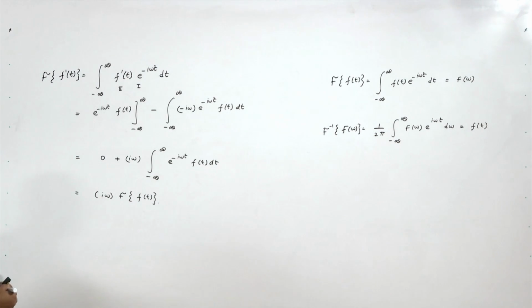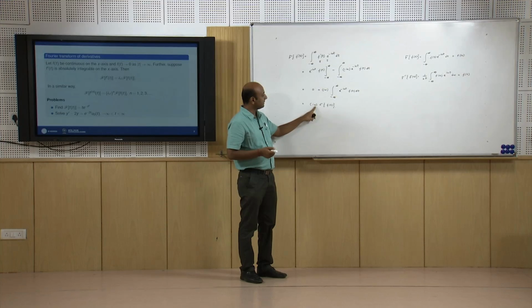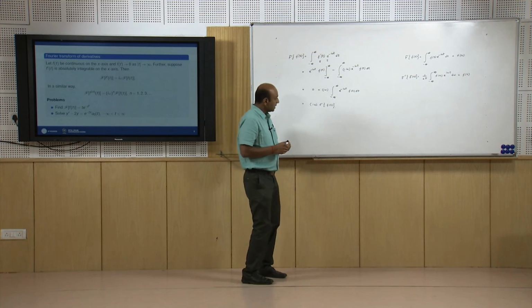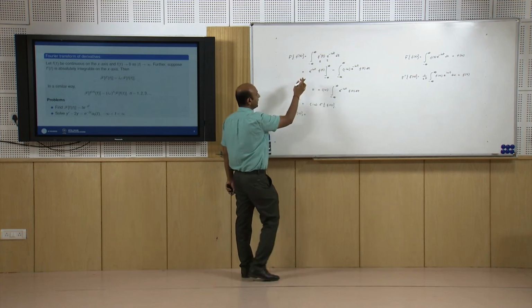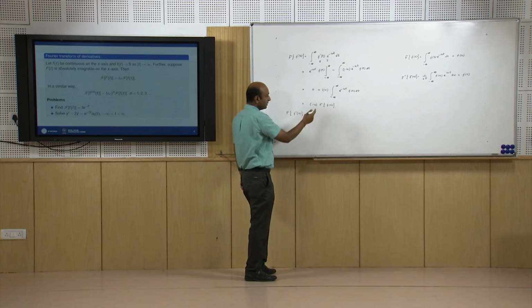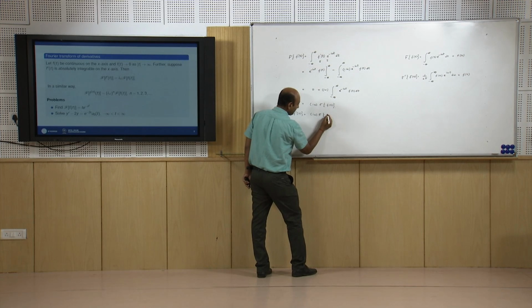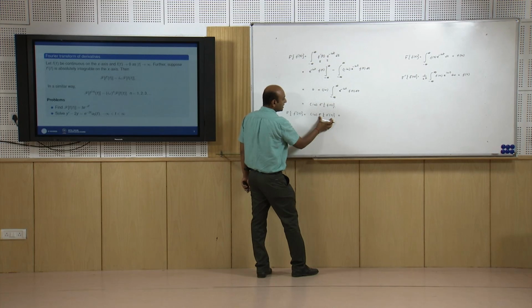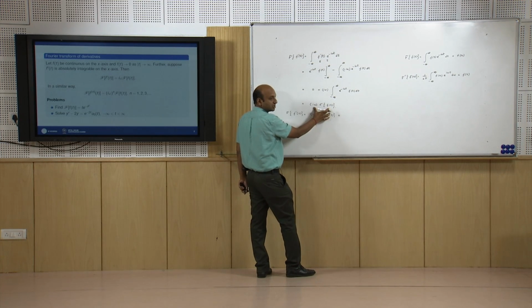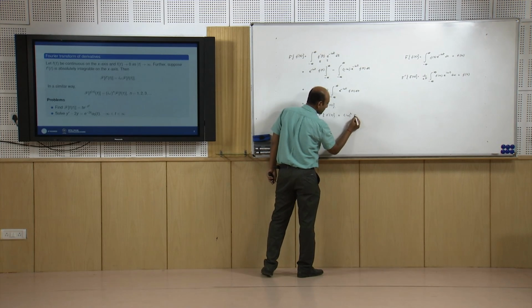Hence the Fourier transform of f'(t) is nothing but iω times the Fourier transform of f(t). Now, suppose you want to find the Fourier transform of f''(t). You simply replace f by f' in this expression. So, that will be nothing but iω times the Fourier transform of f'(t), and the Fourier transform of f'(t) we already derived is equal to this expression. So, this is nothing but (iω) squared times the Fourier transform of f(t).